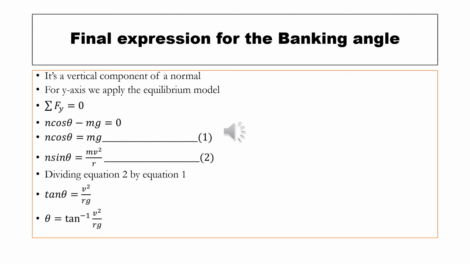Dividing equation 2 by equation 1, we will find that tan theta is equal to v square over rg, and the theta, the banking angle, is equal to tan inverse of v square over rg. And from here we can find out the banking angle for this equation.